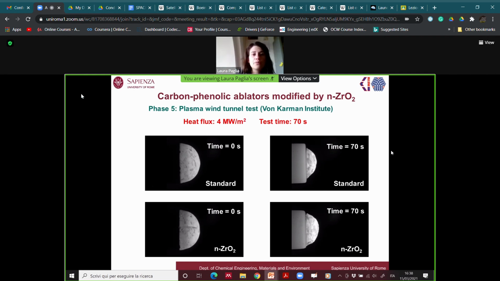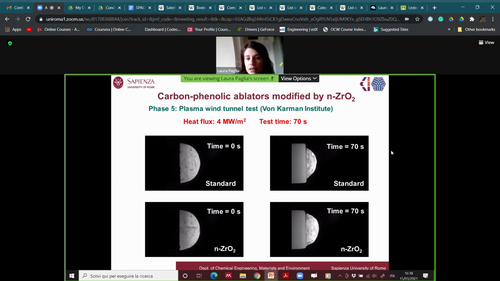Okay. So these two photographs refer to the material before the test. In this case, we have this spherical shape of our material. This was our standard material, and this was our material with zirconia addition.